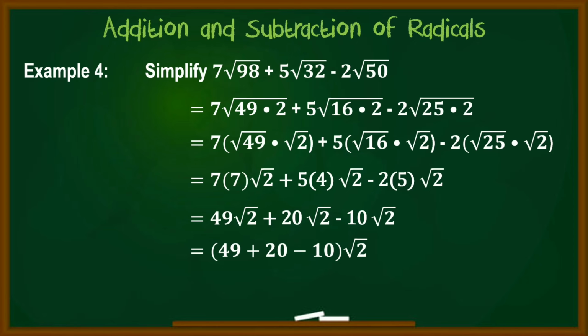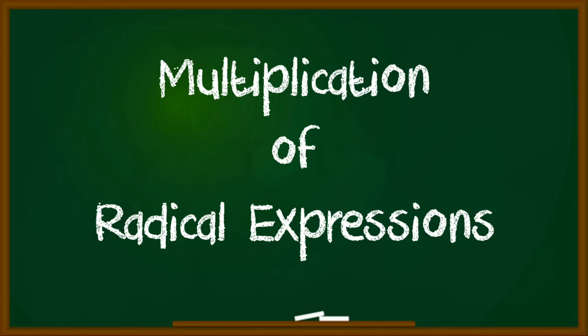Now, taking the coefficients, we have 49 plus 20 minus 10. That will give us 59. Then, affixing their common radical, which is square root of 2, for our final answer, we have 59 square root of 2. Let's now proceed to multiplication of radical expressions.